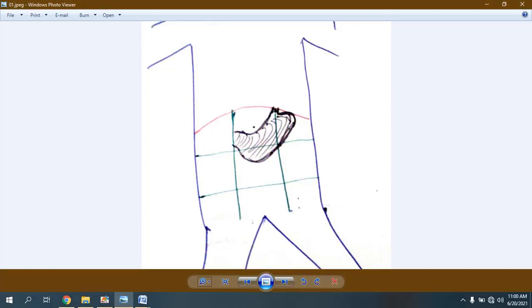Among these 9 parts, the stomach is located in these 3 regions: this region, this region, and this region. So we can say that stomach is located in the left hypochondriac region, epigastric region, and umbilical region. The combination of these 3 regions constitute the location of stomach.